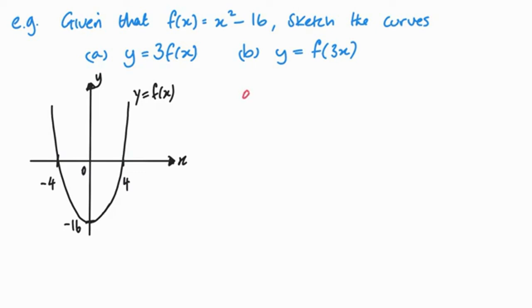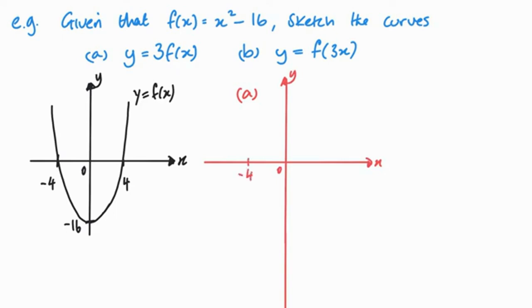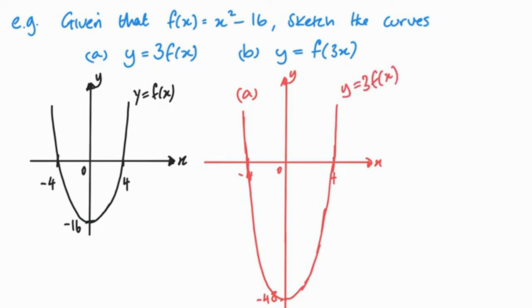So what I end up with for a is a graph that still goes through minus 4 and positive 4. However, on the y-axis, it will now hit negative 48 because all my y values have been multiplied by 3. So a sketch of my graph would look something like this.